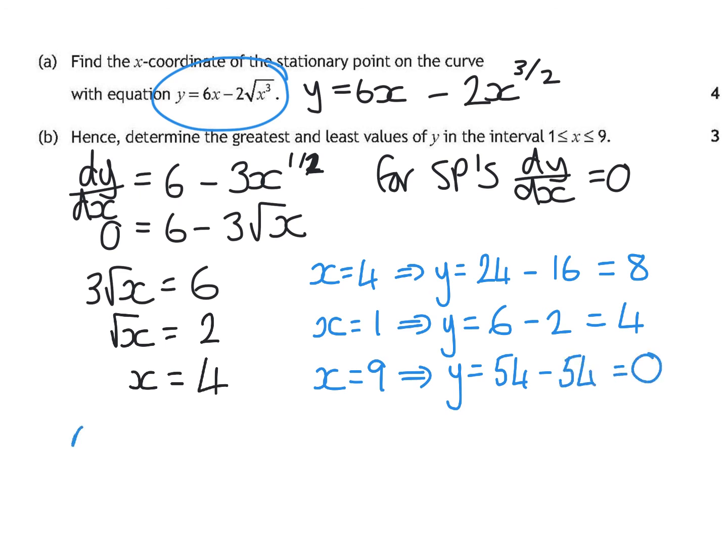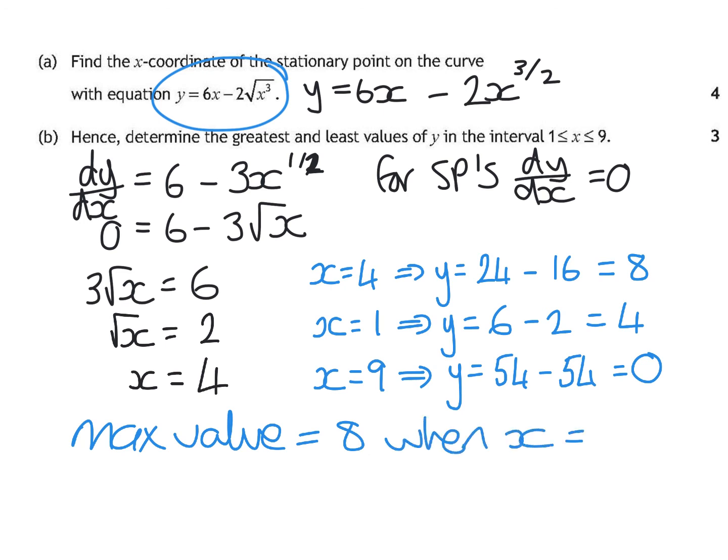So our conclusion for this one is our maximum value. Right, what's the highest on that list? It's 8. So maximum value is 8, and that's when x equaled 4. That was our stationary point. And our minimum value equals 0, and that happened when x equaled 9.